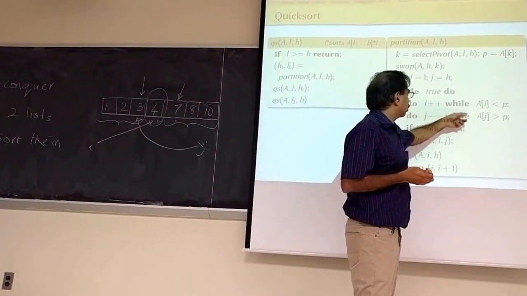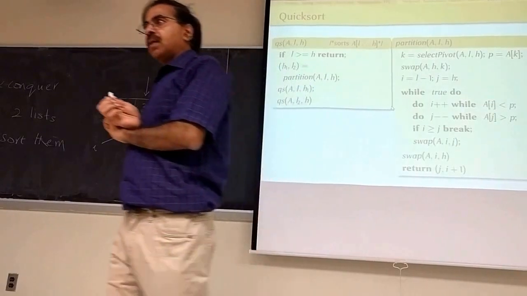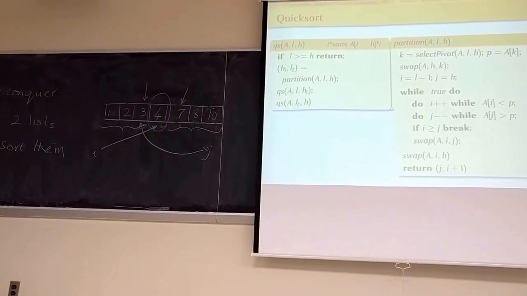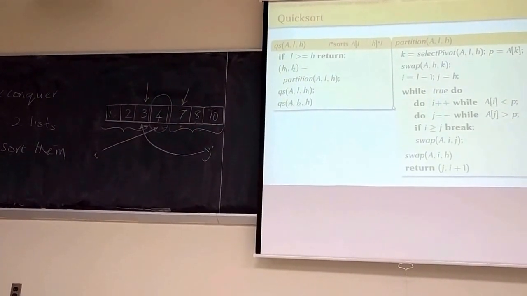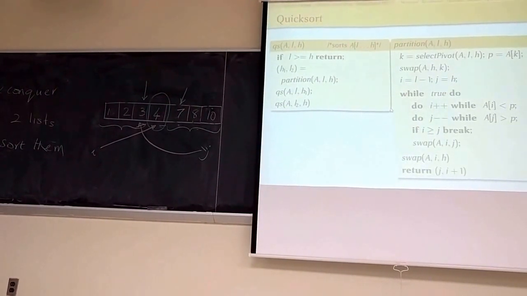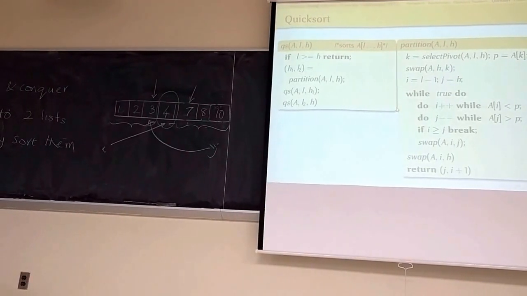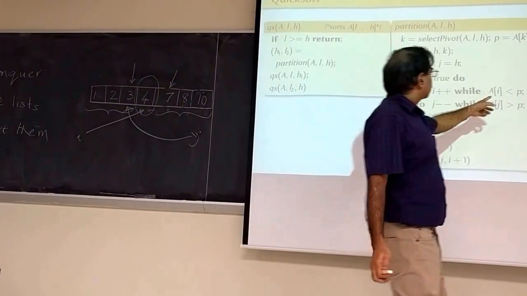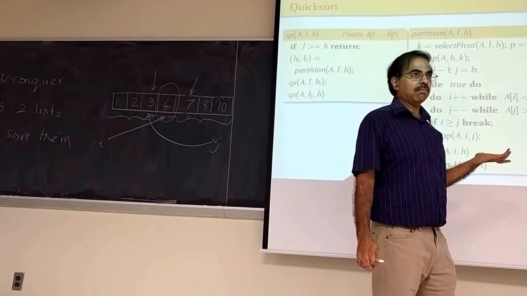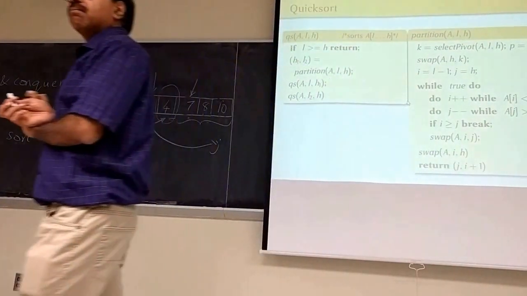So let's think about this. Our goal is to make sure that every element in the left partition is less than or equal to the elements in the right partition. That is the only condition we need to be able to combine without any additional work. So that means we could change this to less than or equal to, and it'll be fine. And we could also change that to greater than or equal to, and that'll be fine. Okay?